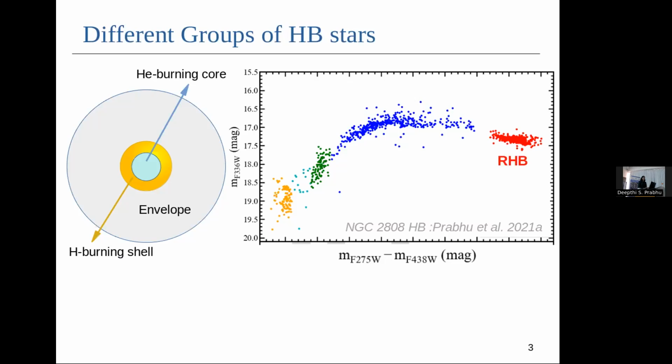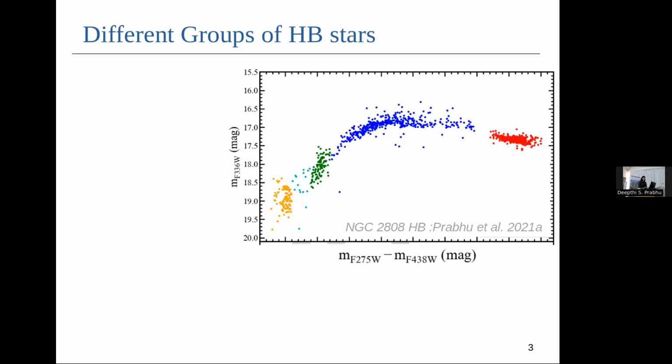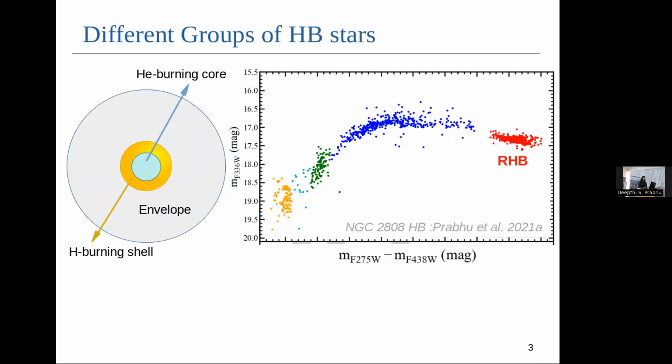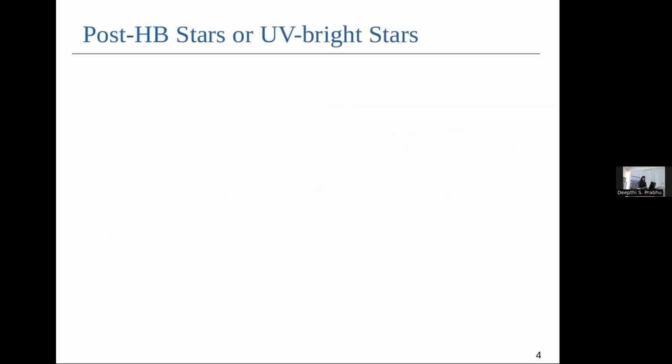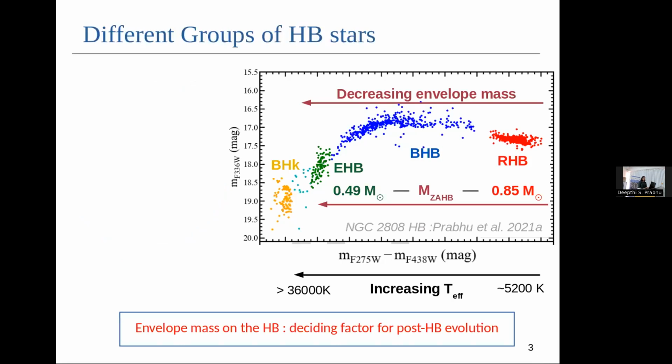The stars in red are known as red horizontal branch stars, and as we move towards the left, the envelope masses decrease from 0.85 to about 0.4 solar masses, and their surface temperatures increase from 5,200 Kelvin to more than 6,000 Kelvin. So the horizontal branch is a discriminating factor, not only for the evolution on the horizontal branch, but also for the post horizontal branch evolution.